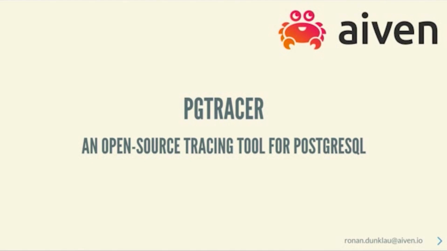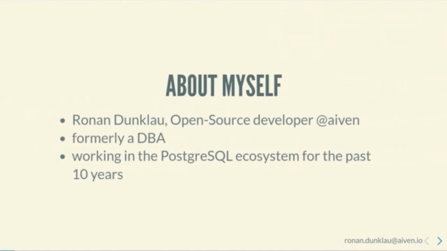Today I'm going to talk about PGTracer, which is an open source tracing tool for Postgres. The idea, as I will explain, is to use Linux kernel facilities to perform tracing on a running backend, and the idea is to not touch anything in your Postgres configuration to be able to gather information about what's running on it.